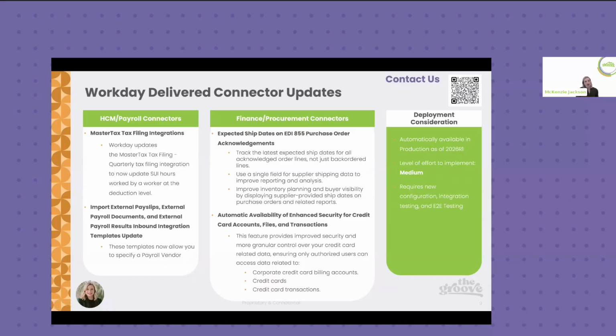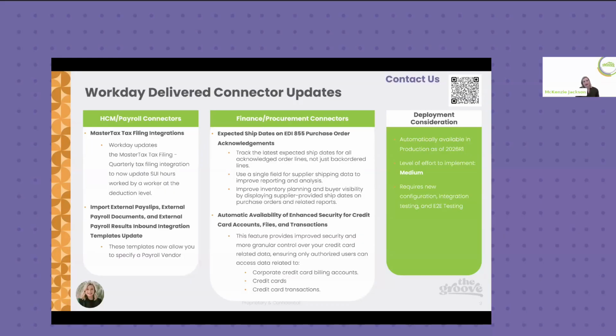So the first thing I'm going to focus on is HCM payroll connectors, mainly payroll connectors for this release. So the master tax filing integrations now allow you to update SUI hours worked by a worker at the deduction level. I do want to note this is only for the quarterly tax filing, but that is now an update that is allowed. And then for three Workday integration templates, the import external payslips, the external payroll documents, and the external payroll results inbound integration templates, you are now allowed to specify a payroll vendor. So if you use a payroll vendor and you're using these integration types, you're now allowed to specify that.